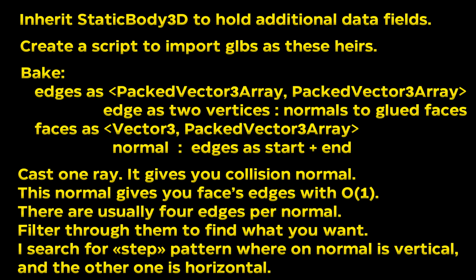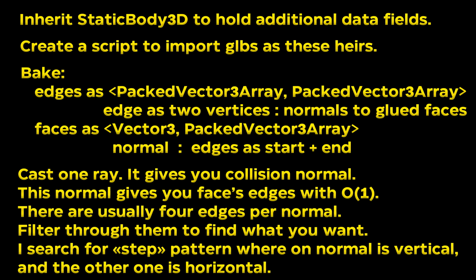Finally, a recap for people who feel lost and for people who ignored the journey. We inherit StaticBody3D and use a custom import script to import location assets. In the script, we bake a lot of geometry data into these assets' fields. First, we bake edge data in the form of a hash map, where keys are edges encoded as their two vertices in an array, and values are the normals of the faces those edges glue together.